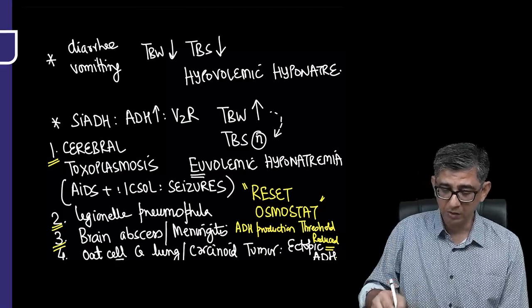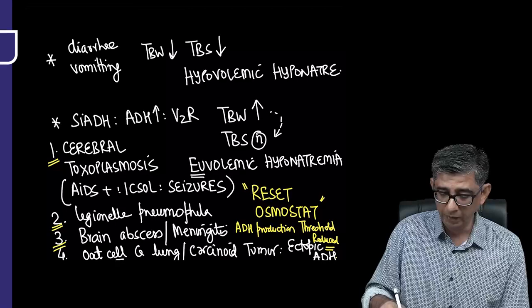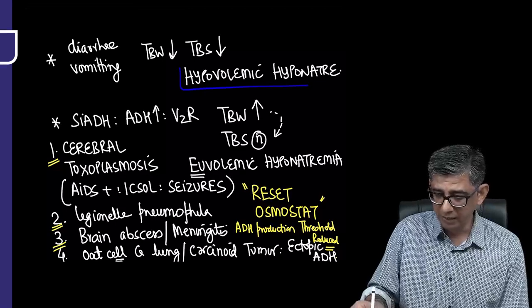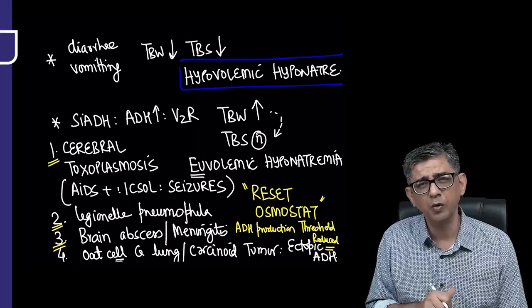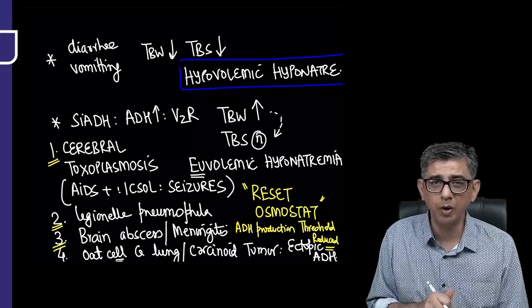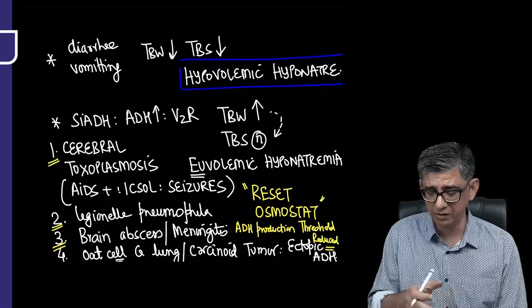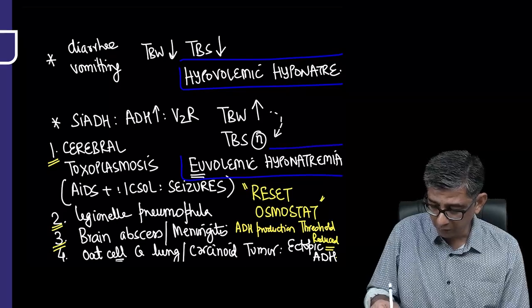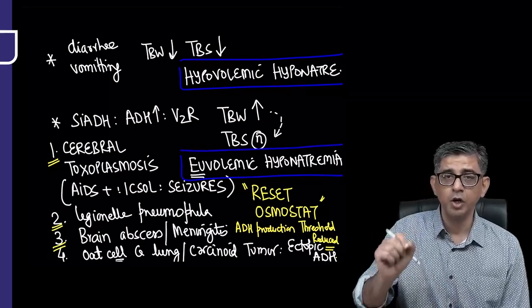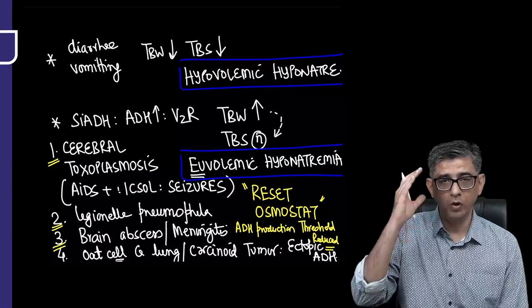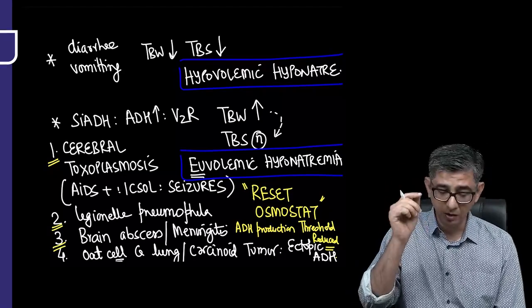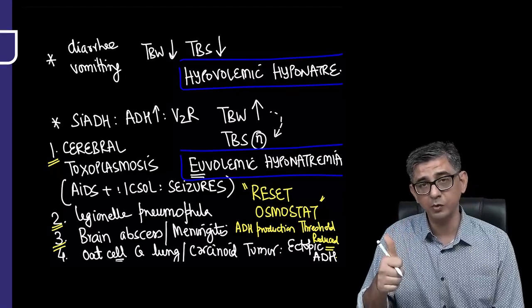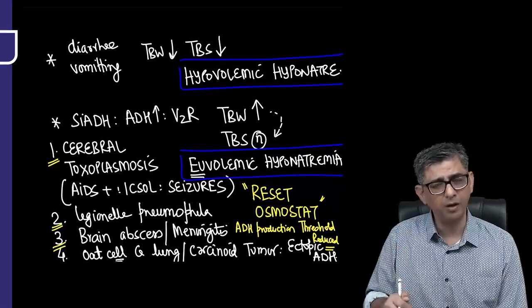In fact, the information given on the current slide are the 2 subtypes. As far as the first one is concerned, hypovolemic hyponatremia, nobody has a problem understanding that because that's very simple, straightforward English. From the exam perspective, I want you to mainly remember for this slide, the key word is euvolemic hyponatremia. What I want to be imprinted into your brain is the following words: cerebral toxoplasmosis, Legionella pneumophila, brain infections.